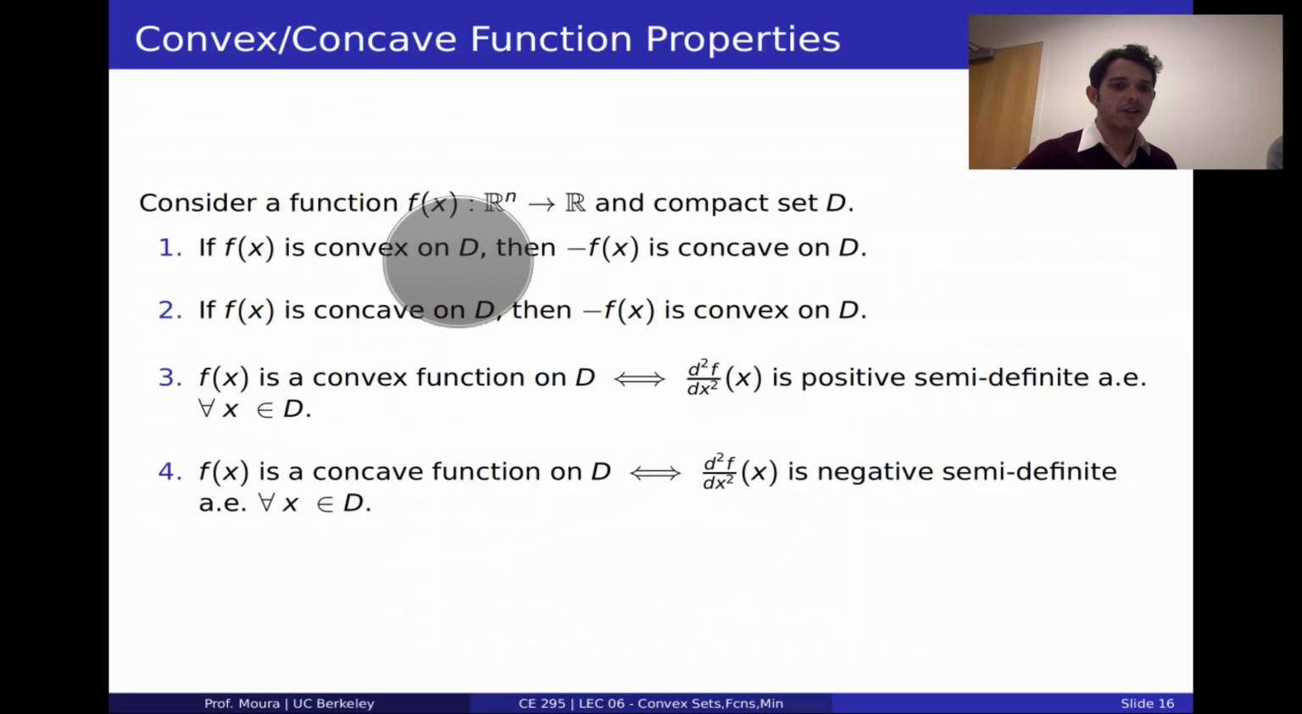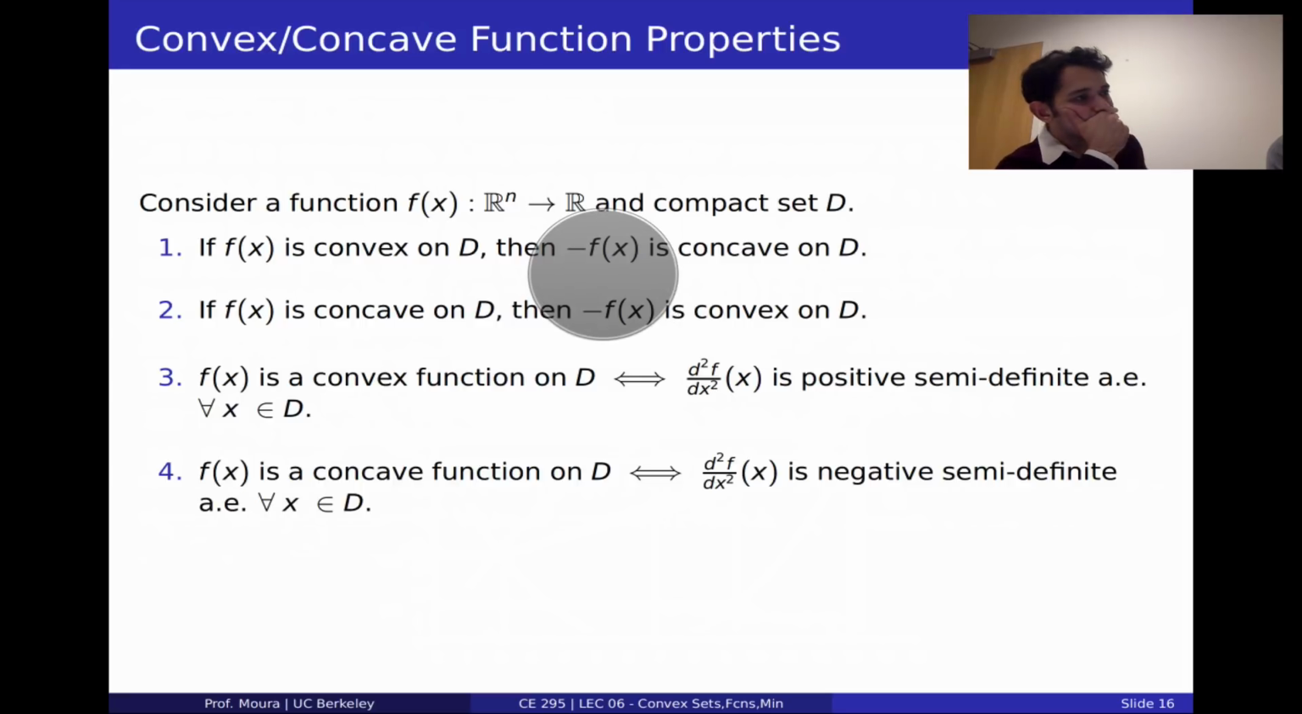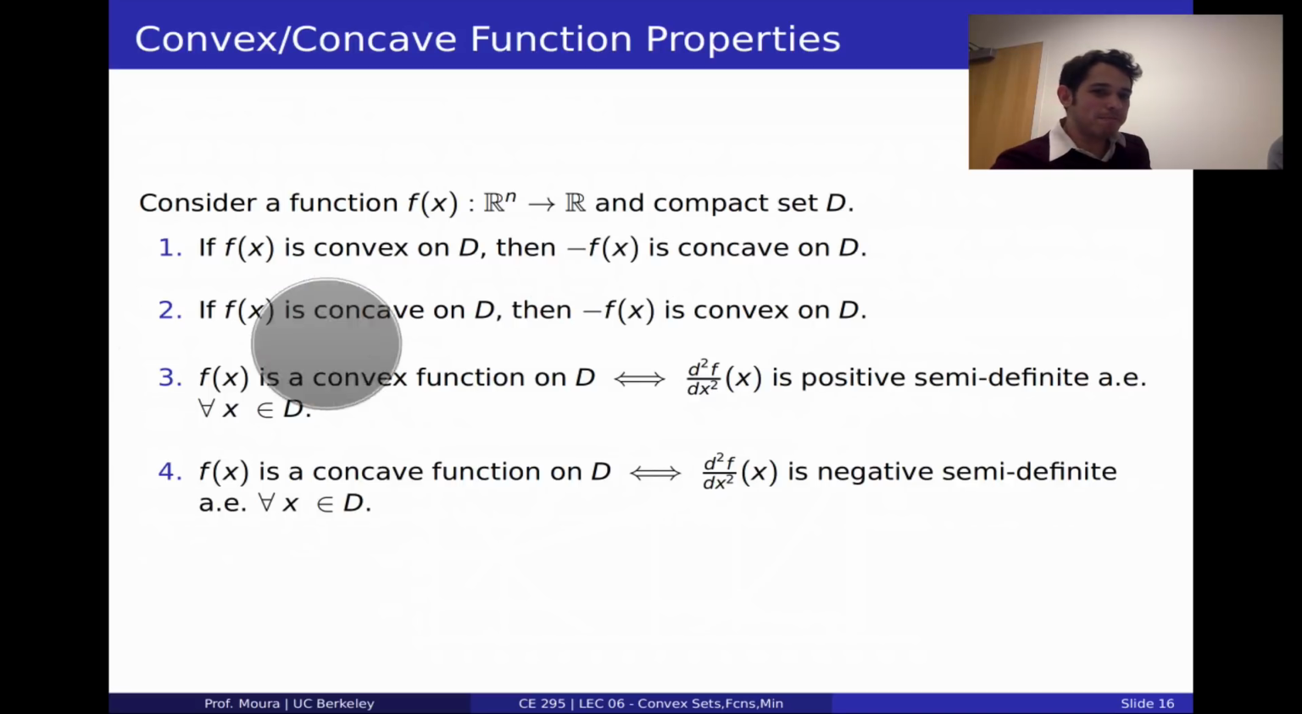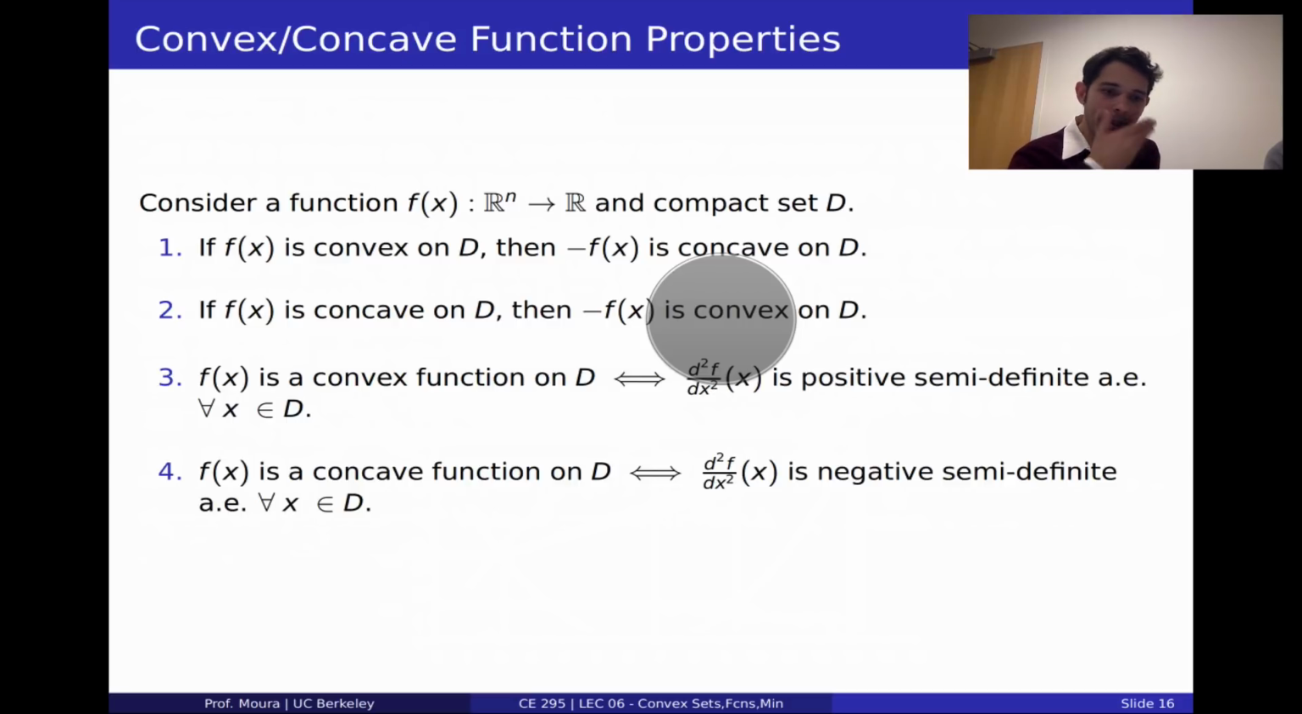If f of x is convex on D, then minus f of x is concave on D. In other words, if I want to maximize a concave function, that's the same as minimizing a convex function, because I could define my new function as minus f of x, and minus f of x will be convex. Actually, what I described is in fact property 2. So we apply a minus sign to our function, and then we get the opposite with respect to concavity and convexity of functions. All right.